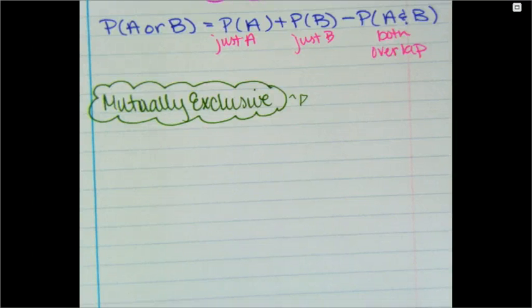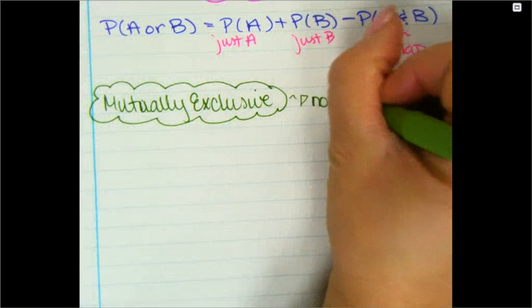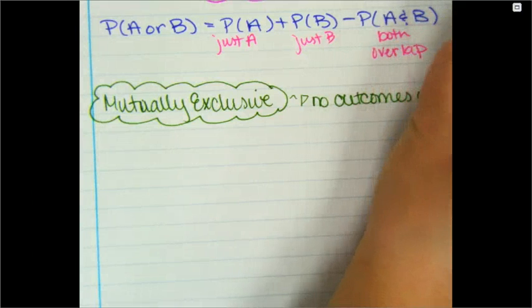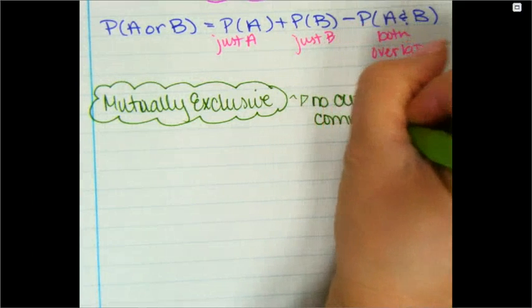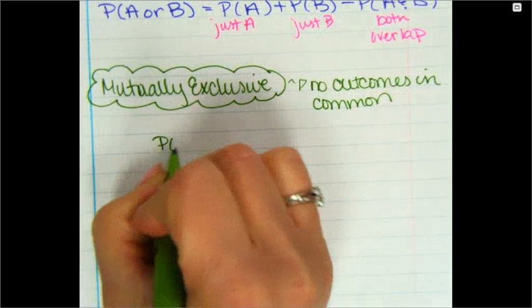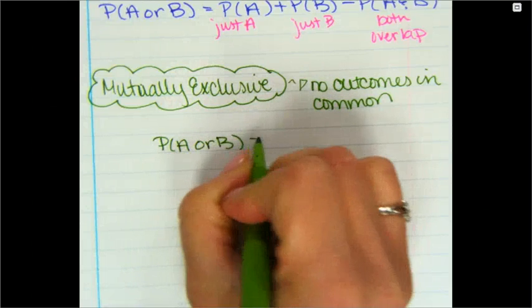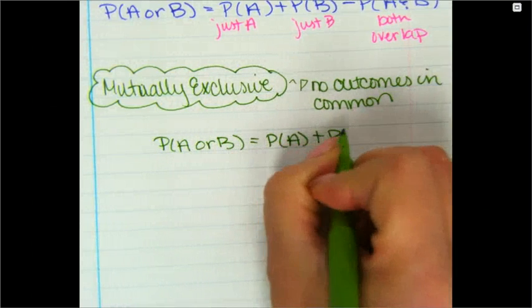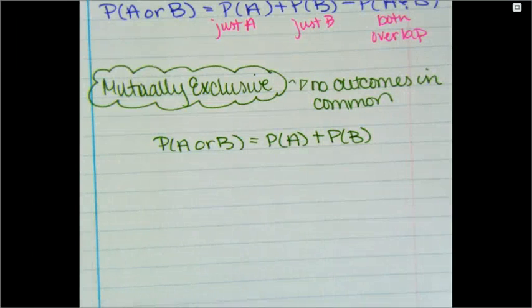Okay, mutually exclusive means that there are no outcomes in common. In other words, that is separate from that. There are no outcomes in common. In other words, the probability of A or B is equal to the probability of A plus the probability of B. There is no overlap. There's nothing in common. You understand?